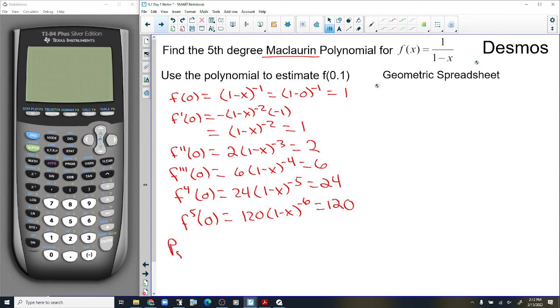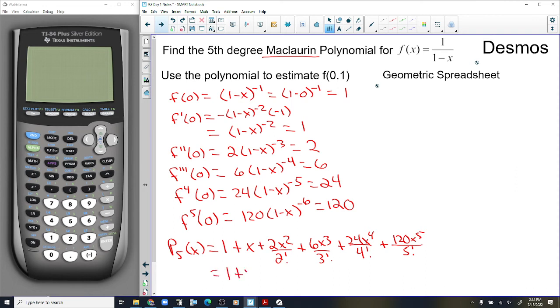So now P sub 5 is 1 plus 1x plus 2x squared over 2 factorial plus 6x to the third over 3 factorial, 24x to the fourth over 4 factorial, and finally 120x to the fifth over 5 factorial. So would it serve us well to reduce here or not? What do you think? Yes, because what's happening? They're all reducing, aren't they? All reduced to 1. Because those are the factorials.